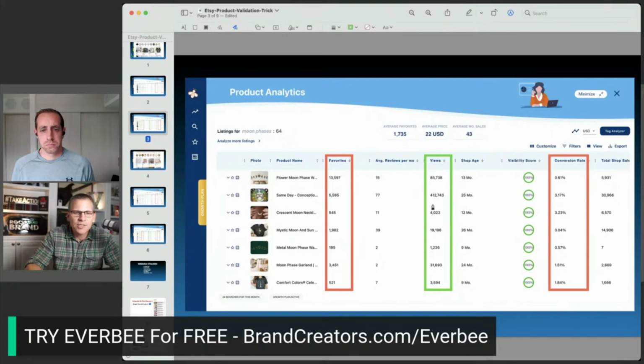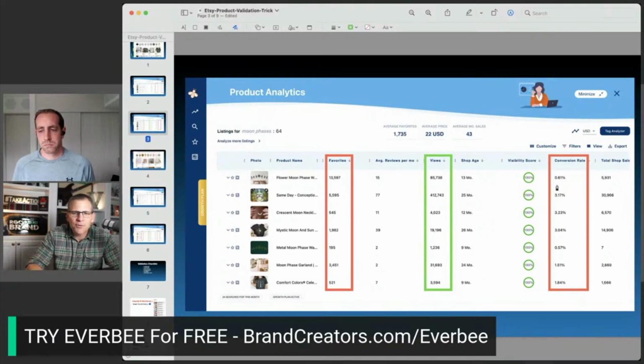Okay. Because the views is like, that's how many people actually saw it. This is how many people actually favorited it. And this is how many people as a conversion rate, 3.17, which is pretty good from these views. So these are all metrics that I'm looking at.